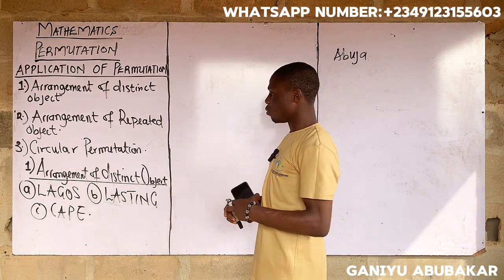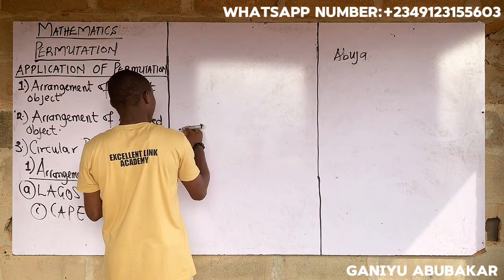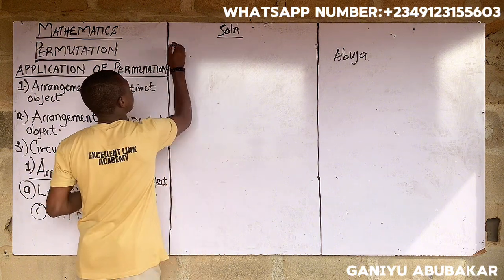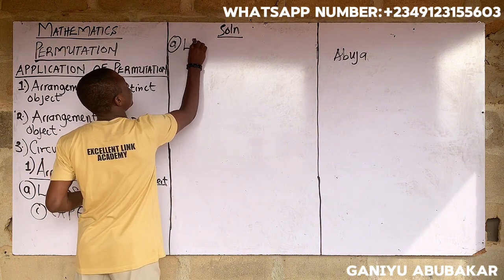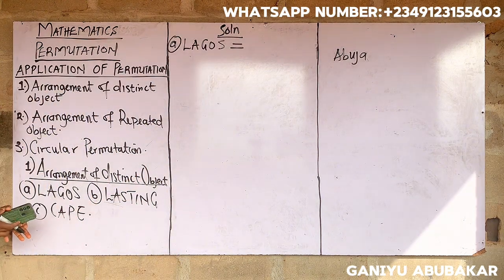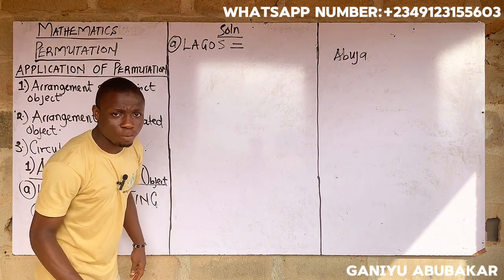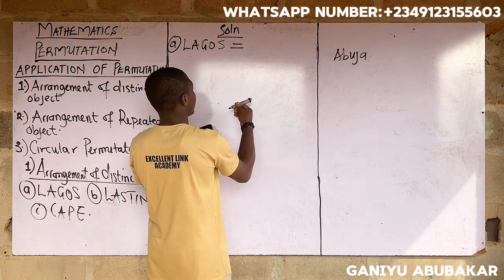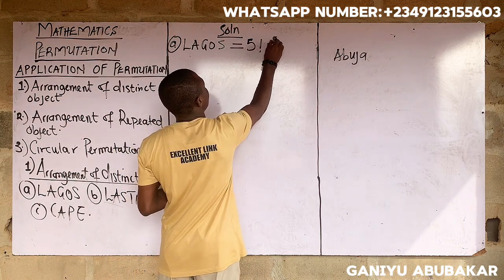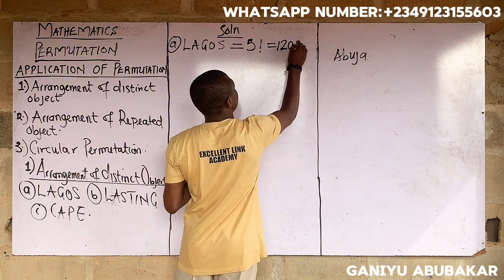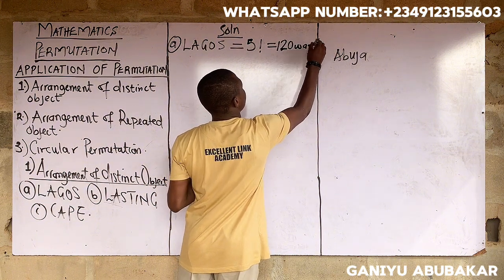Let's solve this please together and let's see what we get. For number one, solution, I have Lagos. So how do you solve this? So far, observe that the objects here are not repeated. It's quite simple. Just count the total number of objects. This is 1, 2, 3, 4, 5. That becomes 5 factorial, which is equal to what? That's 120. 120 ways.